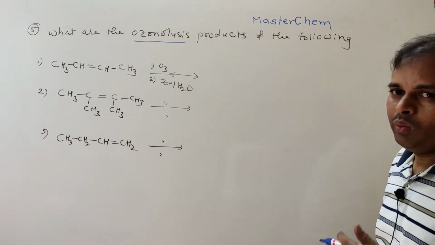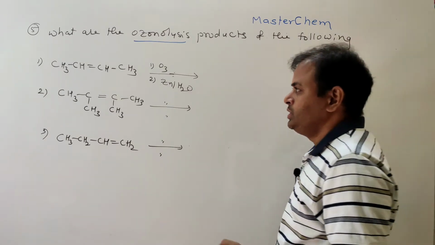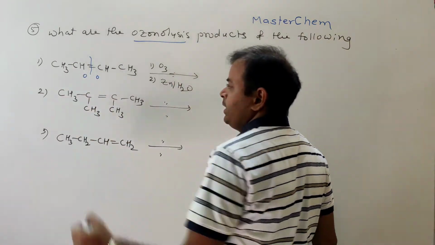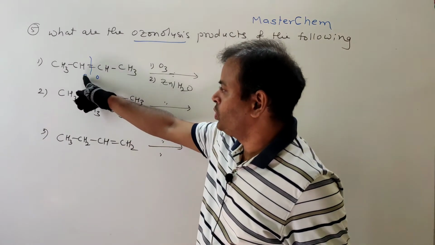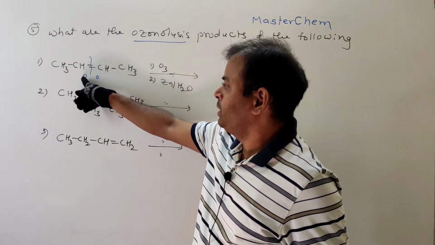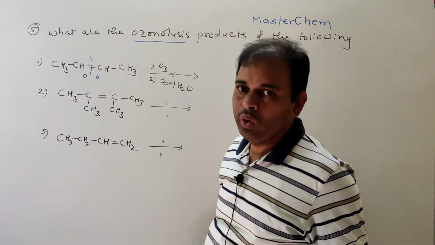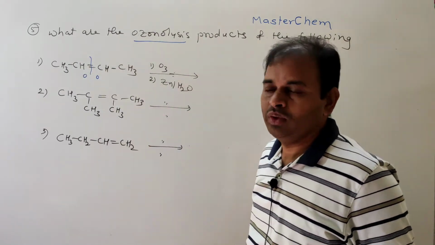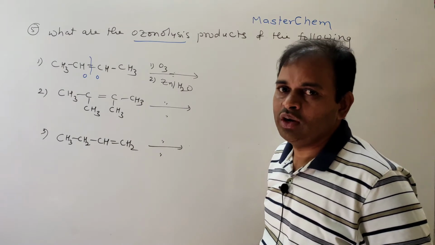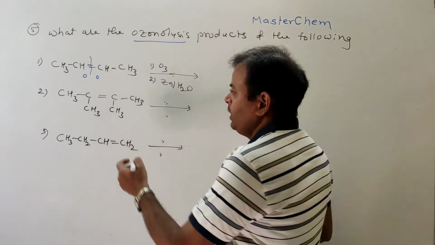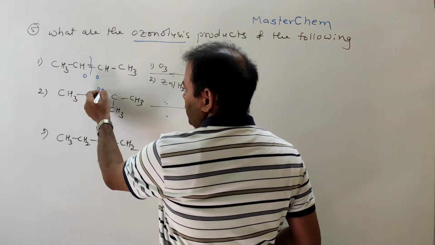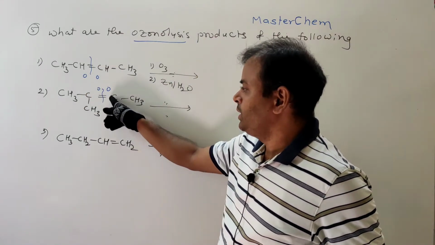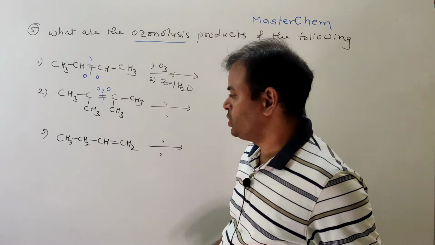Here one simple trick is there. Just place oxygen here and here. Break this bond and place O and O. What is that? CH3CHO, CH3CHO. So 2 moles of acetaldehyde are formed. Here also place O here, O here: CH3COCH3, acetone, and here also acetone. 2 moles of acetone are formed.